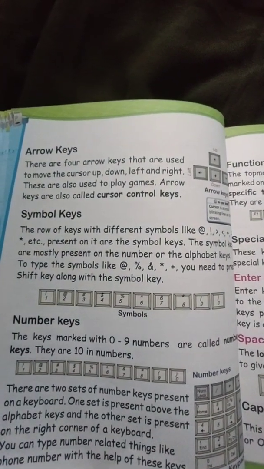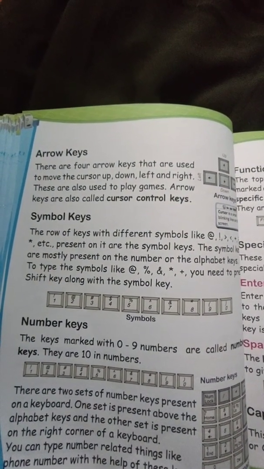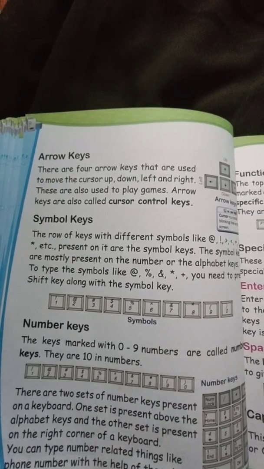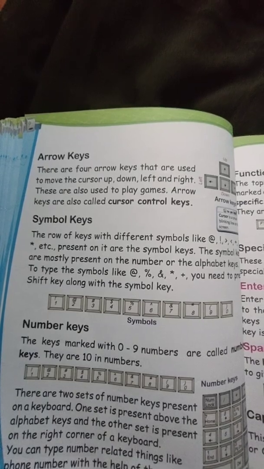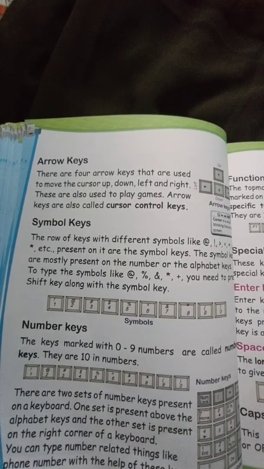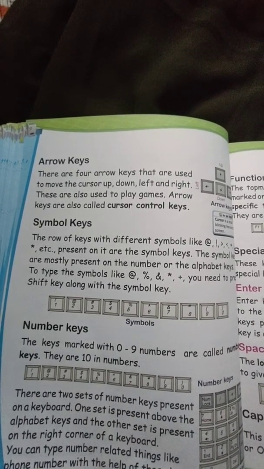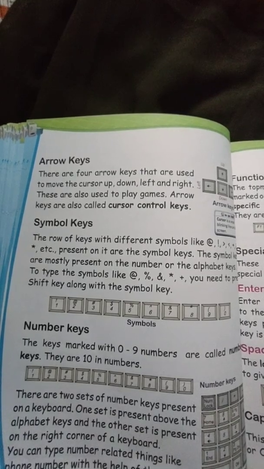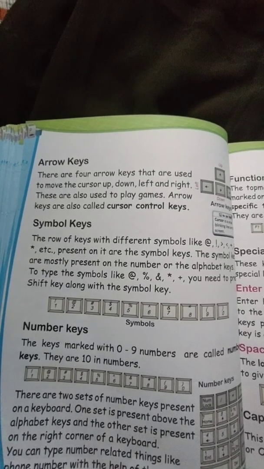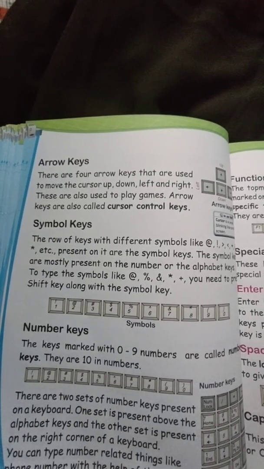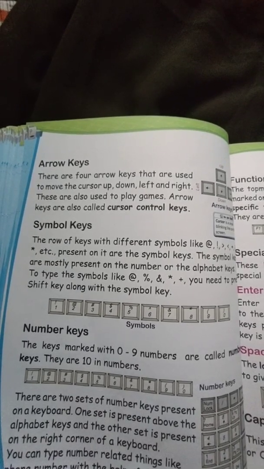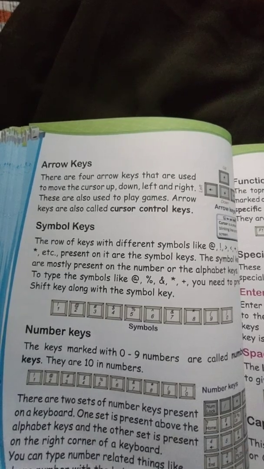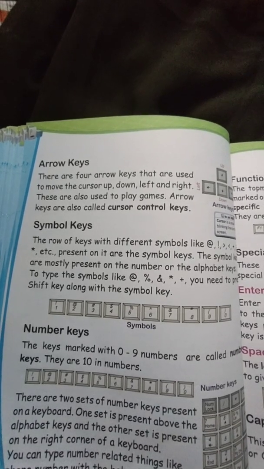And what is the use of arrow keys? Arrow keys are used to move the cursor up, down, left and right. Now what is cursor, children? A cursor is a small blinking line which you can see on the monitor screen. Arrow keys are also called cursor control keys, and they are also used for playing games.